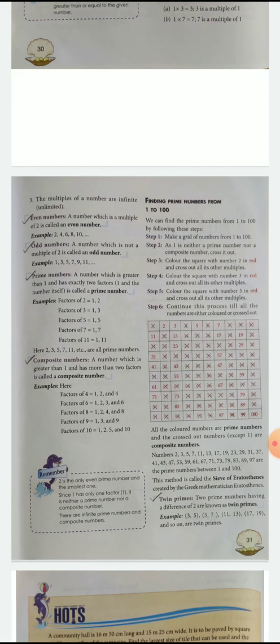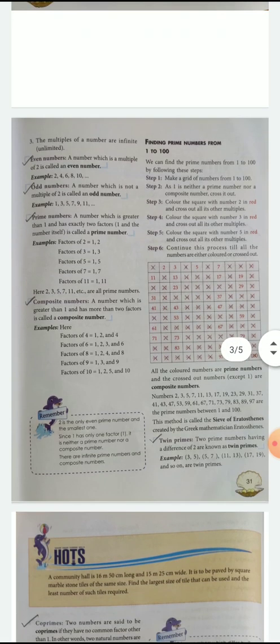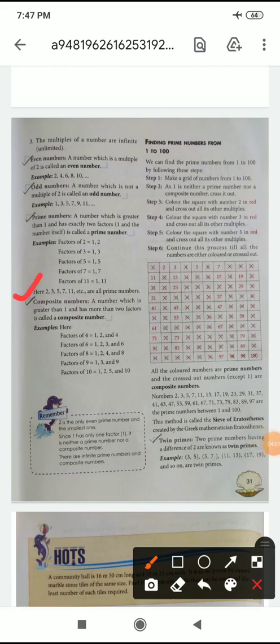Then comes to composite numbers. What are composite numbers? A number which is greater than 1 and has more than 2 factors is called a composite number. For example, factors of 4 are 1, 2 and 4. Then factors of 6 are 1, 2, 3 and 6. Here children, you mark 1 and 6 are compulsory factors. Then 2 and 3 are extra. So more than 2 factors are there, so known as composite numbers.